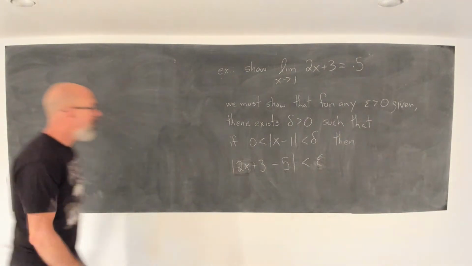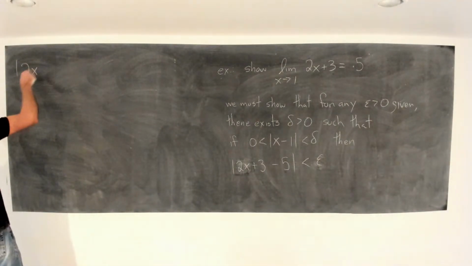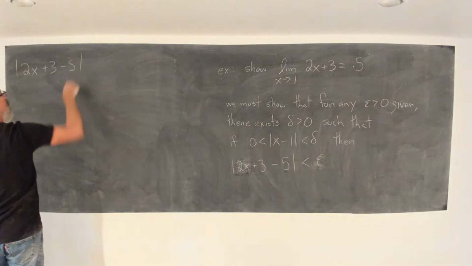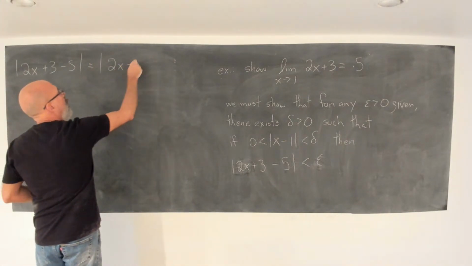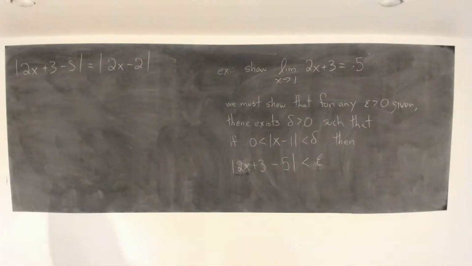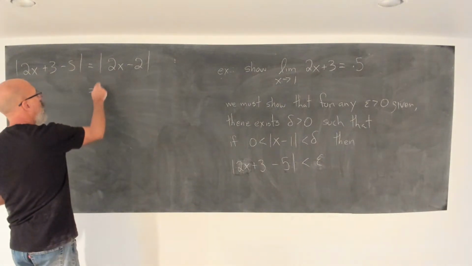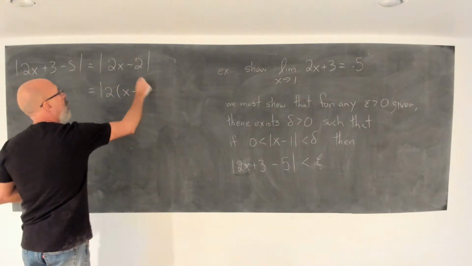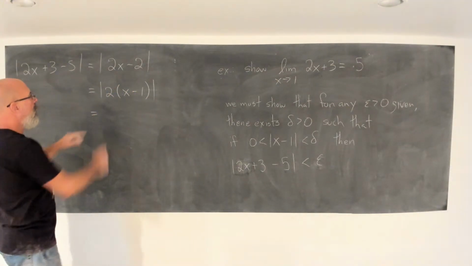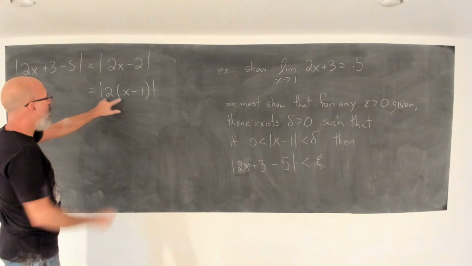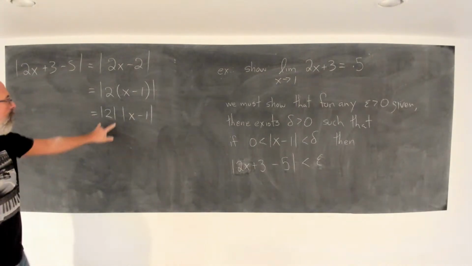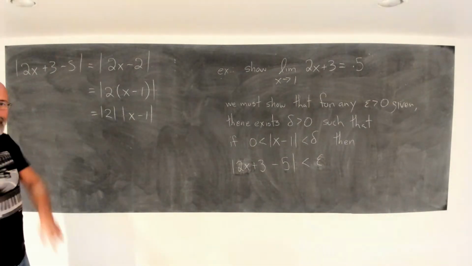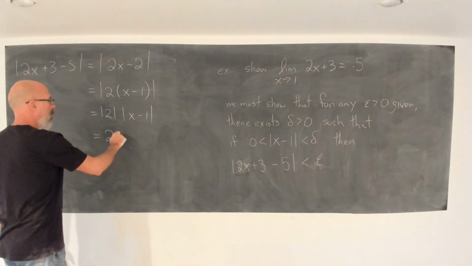So let's start with this. Absolute value of 2x plus 3 minus 5. What is that? That is, of course, 2x minus 2. And now let's factor out a 2 from here. And the absolute value of a product is the product of the absolute values. Absolute value of 2, you know what that is. That's just 2.